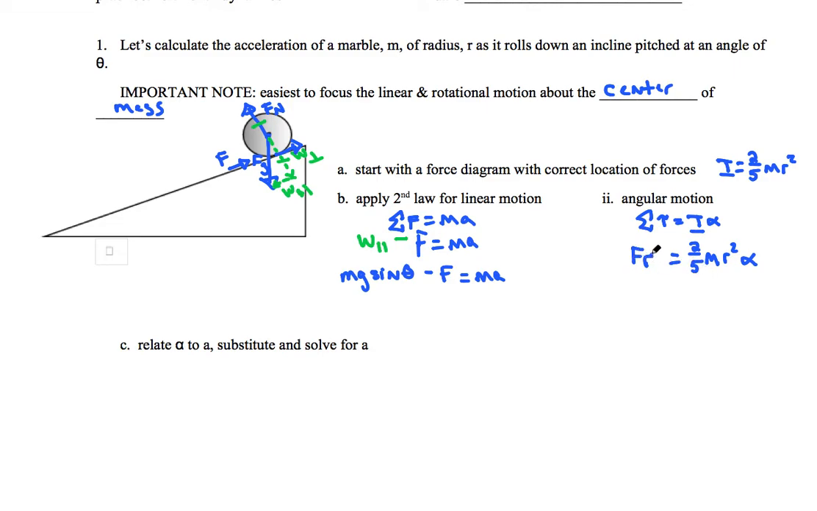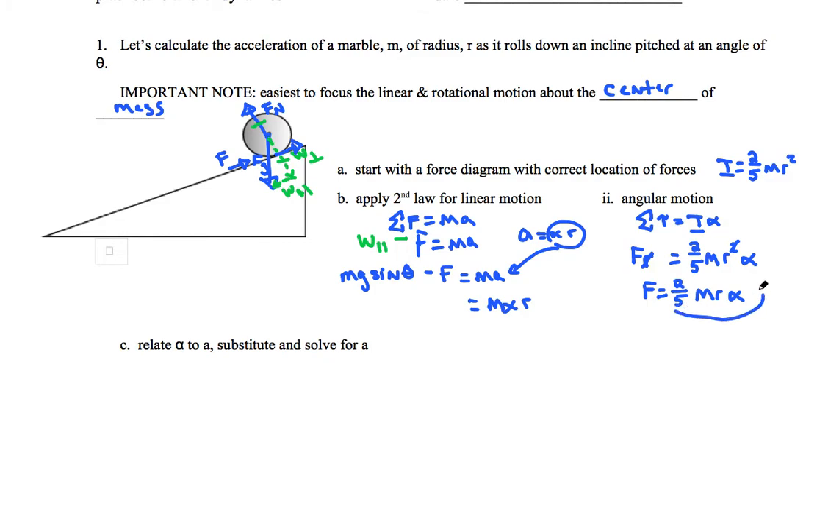If I solve this for F, I cross off one of those R's and one of those R's, because this is the radius of the circle, the distance between the center of mass, which is the pivot point, the axis of rotation, and the force acting on it. So I'll rewrite this: F is equal to 2/5 mr alpha. And if I relate the acceleration to alpha, I know that a equals alpha times r. So I'll rewrite this as m, and then substitute alpha r in for a, so m alpha r.